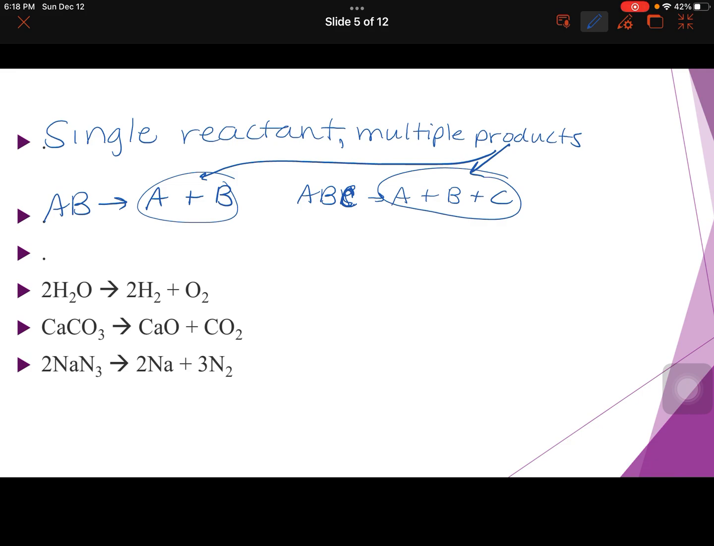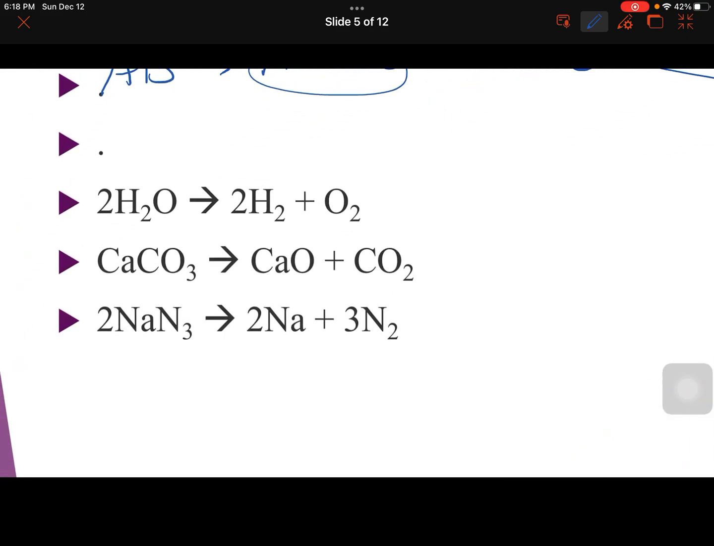Okay, so here would be examples of those. Water molecules can be decomposed using electricity into hydrogen gas and oxygen gas. The decomposition of calcium carbonate.